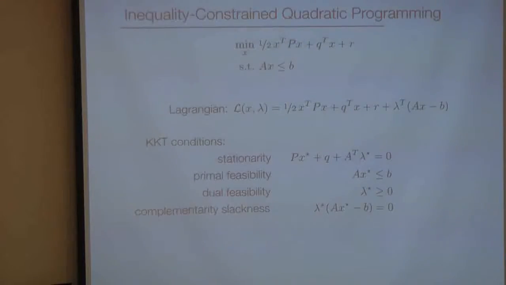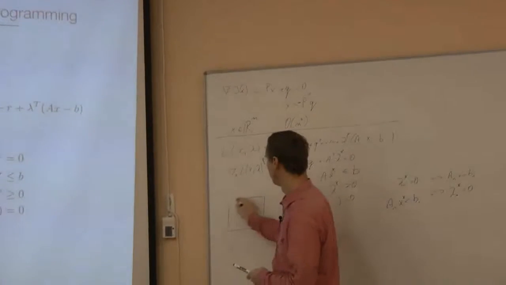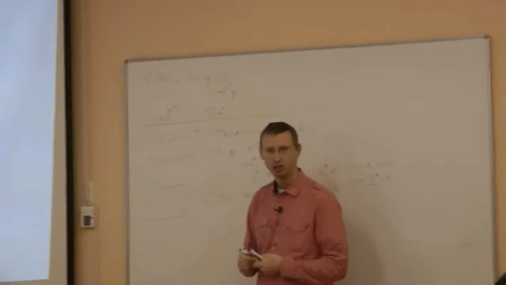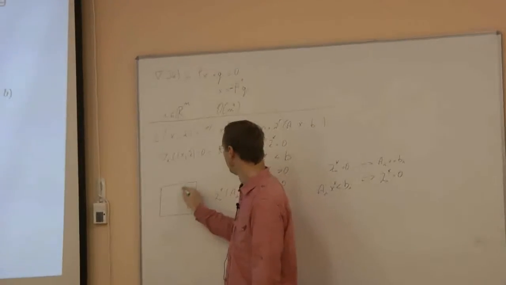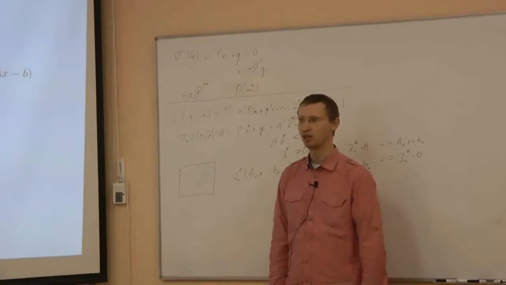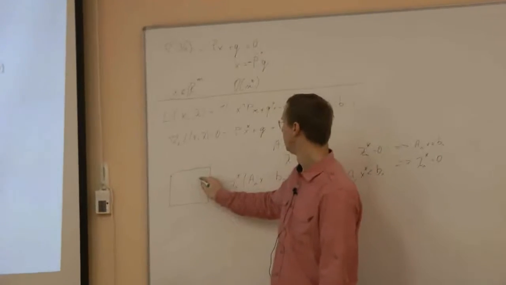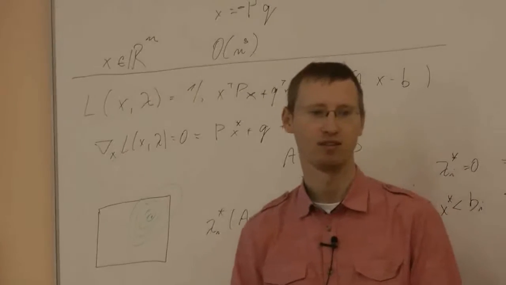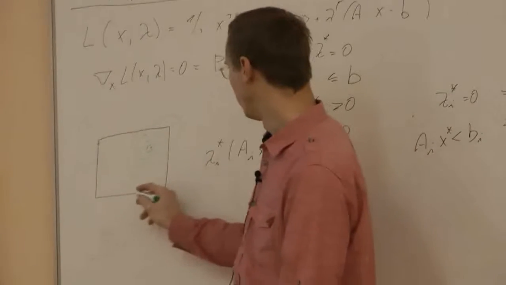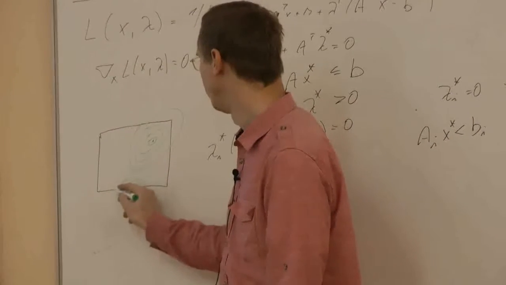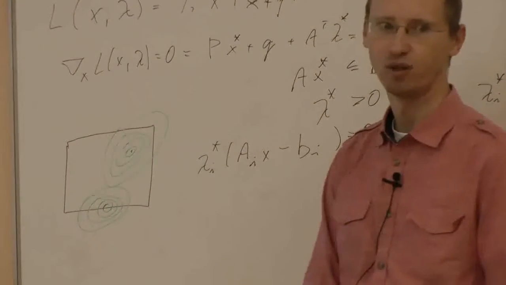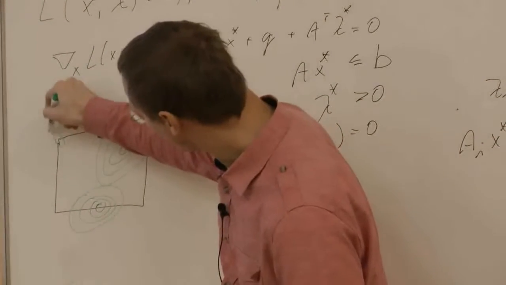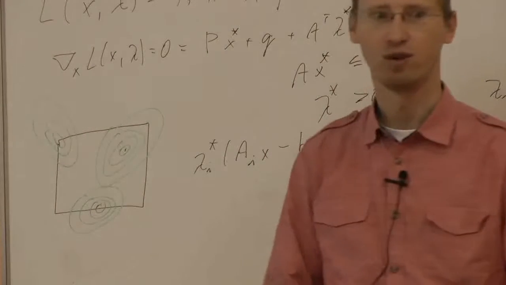Okay? So if the inequality constraints form a box, and we have a quadratic cost function, then we might have several situations. We might have that the optimum is here, so these are the level sets of the objective function. That's the optimal point, and it is contained in the strict interior of the constraints, meaning no constraints are active at the optimum. We might also have a situation like this, where the optimal solution lies purely on this constraint. Or we might have a situation where the optimum is here, where we have two constraints that are active.